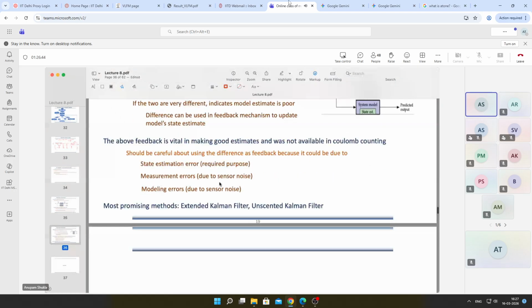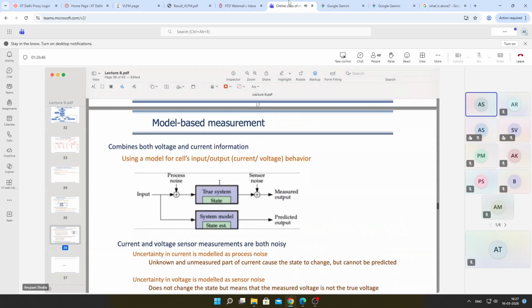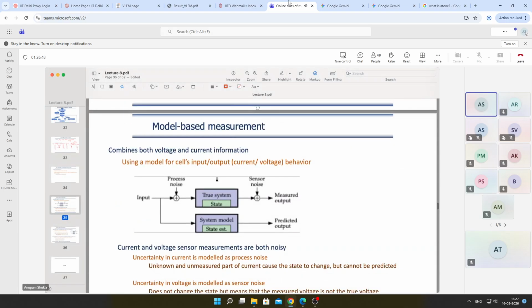The only point here is that compared to the previous two categories of methods, this model-based method requires a lot more memory storage as well as power consumption in the microprocessor, which is going to make use of this model to estimate the SOC and the voltage. Because of that, these methods are not really applied in practice.